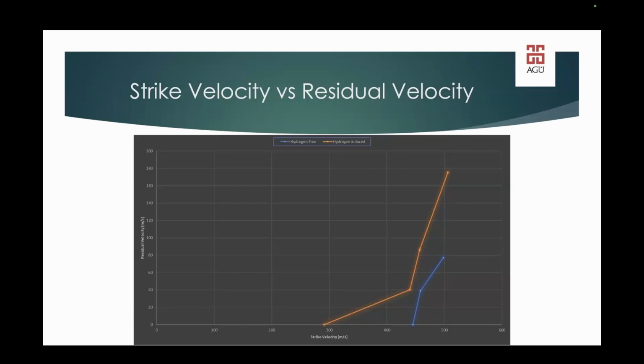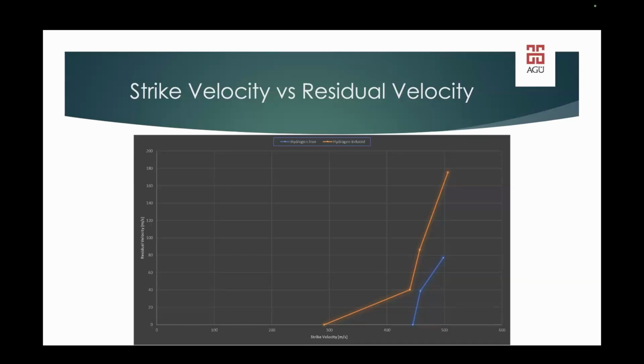Blue corresponds to the hydrogen free, the orange for hydrogen in specimen. For example, here at 450 hydrogen free specimen, we didn't observe the fracture, but it is fractured for the hydrogen charged specimen. So these are the graphs. So we can talk about also hydrogen embrittlement under ballistic loading.